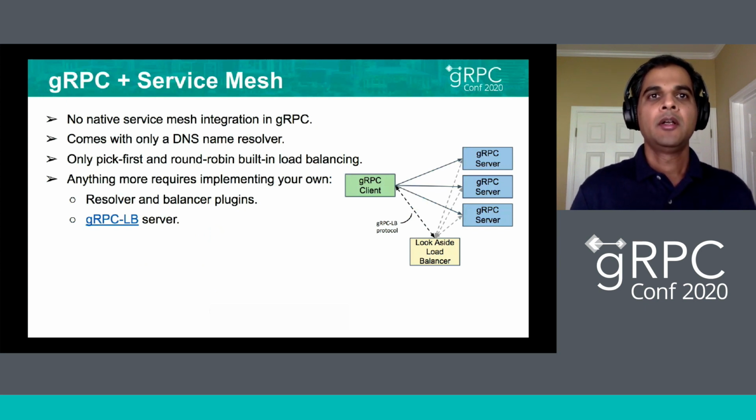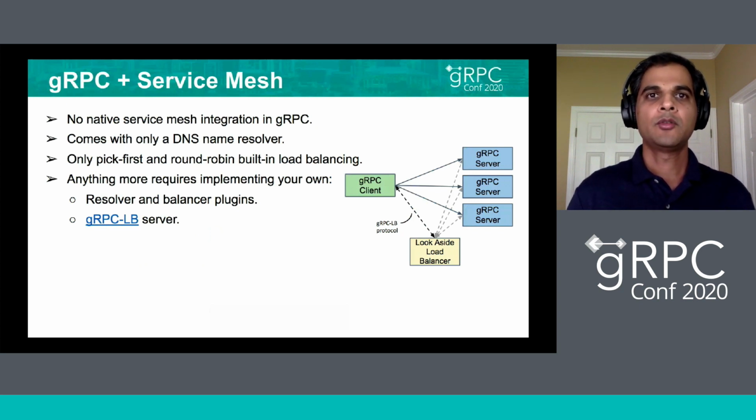Okay, but where does gRPC stand with respect to service mesh technologies? Out of the box, gRPC comes with a DNS resolver and a very simple pick first or round robin load balancing. So to do anything fancier, you have to write your own resolver and load balancing plugins.